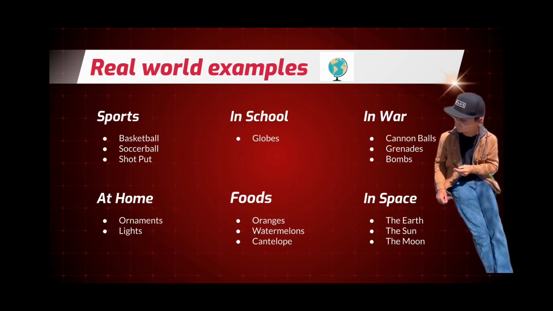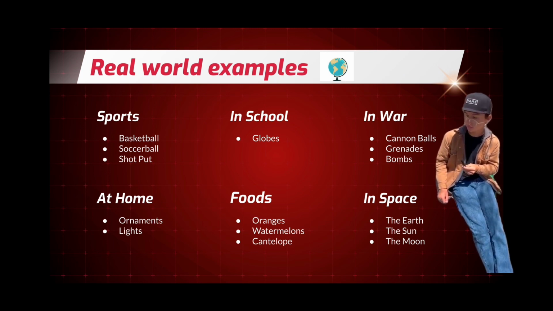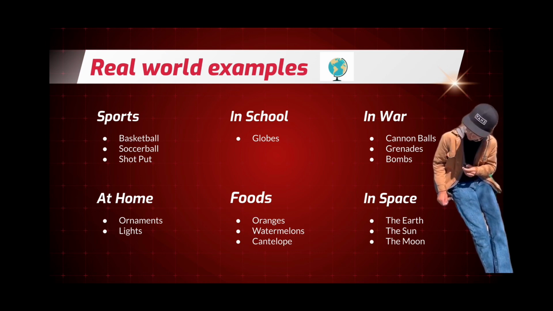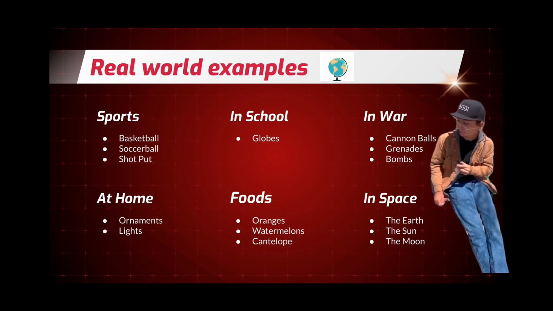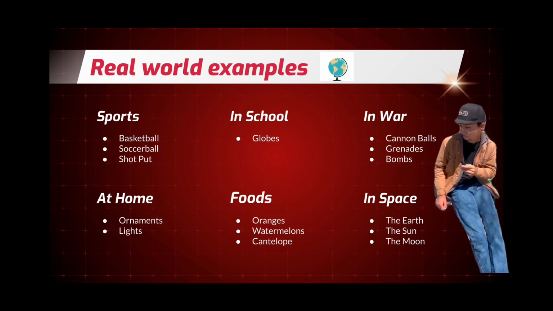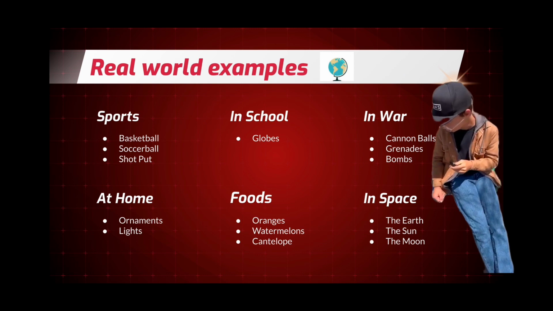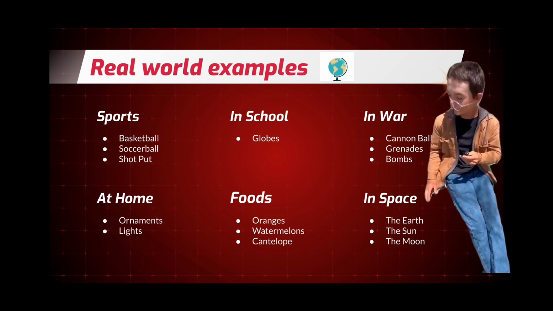Real-world examples. In sports, there are basketballs, soccer balls, and shot puts. In school, there are globes. At home, there are ornaments and lights. In foods, there are oranges and watermelons and cantaloupe. In space, there's the Earth, the Sun, and the Moon. In fact, most things in space are spheres. And in war, there are cannonballs, grenades, and bombs.